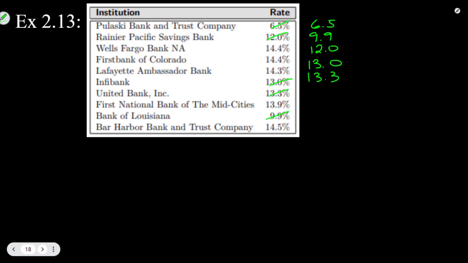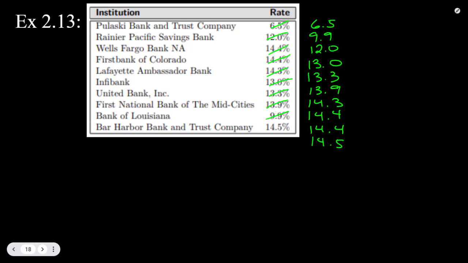13.3. Then we have 13.9, it looks like. Then 14.3. 14.4 twice, and 14.5. So 1, 2, 3, 4, 5, 6, 7, 8, 9, 10. Yes, looks like we've got them all.